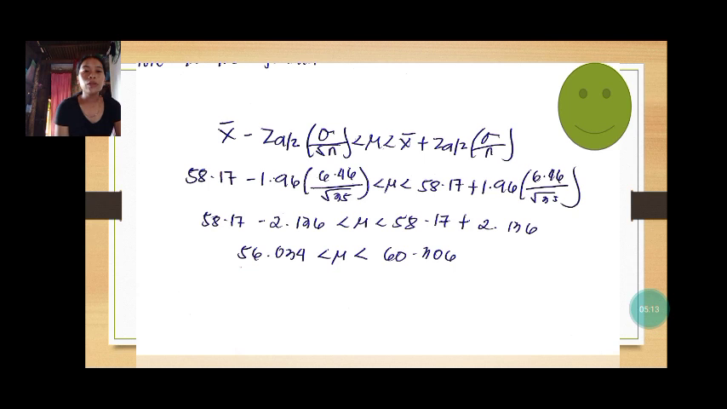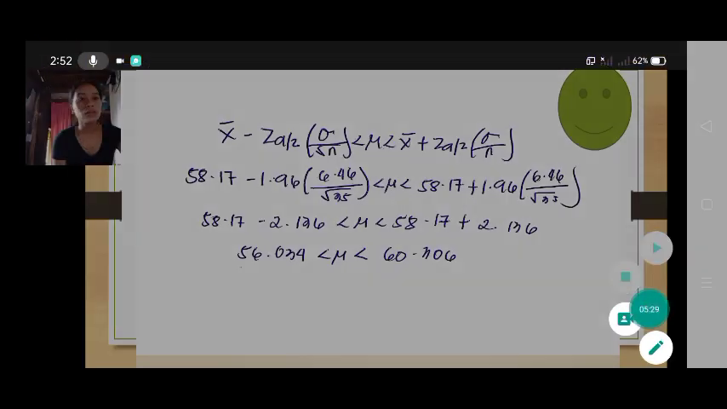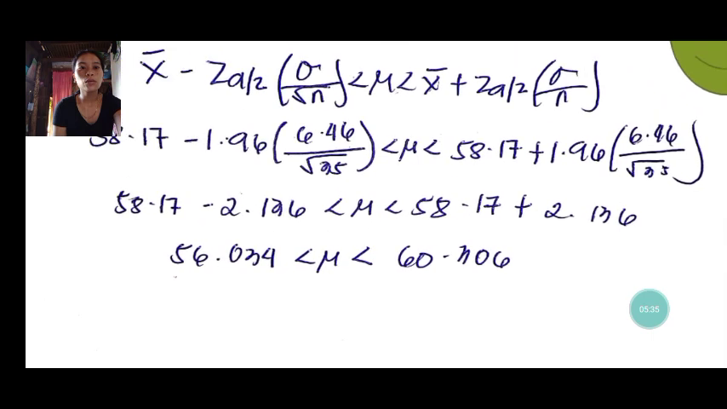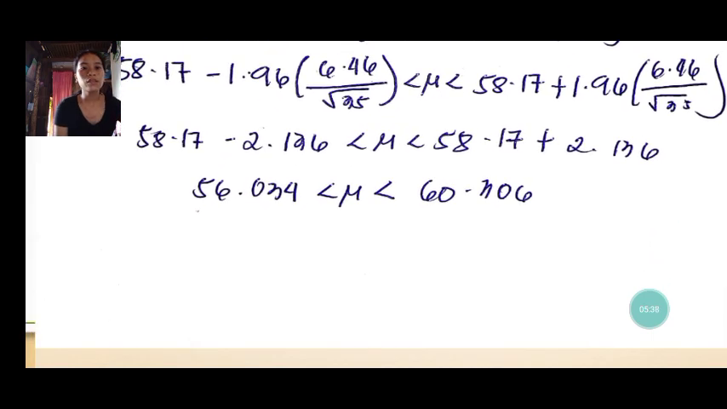So we calculate all of it, and we have 58.17 minus 2.136 less than mu less than 58.17 plus 2.136. So the result of our solution is 56.034 less than mu less than 60.306.